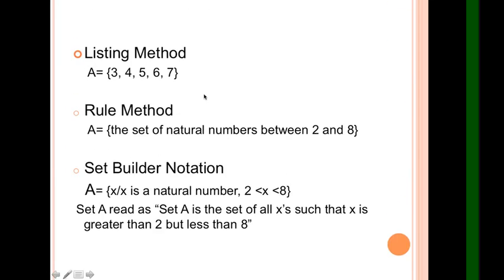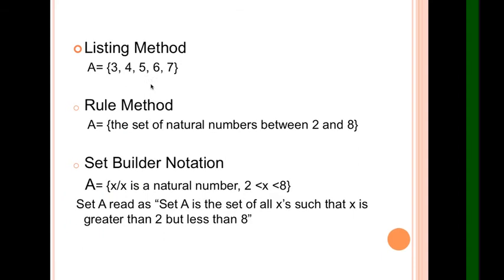So, this set is a representation of the listing method. This set is a representation of the rule method, and this one is a representation of set builder notation. Madaling makita kung set builder siya kapag meron siyang ganitong symbol. Okay? And then pag rule naman, the set of mga ganon, a group of, yan, rule method. And kapag nakalist, listing method siya.